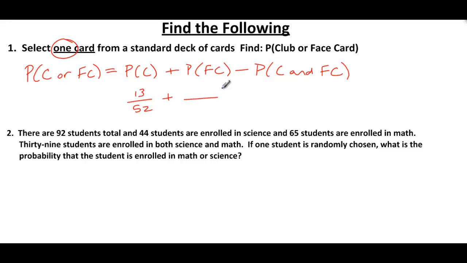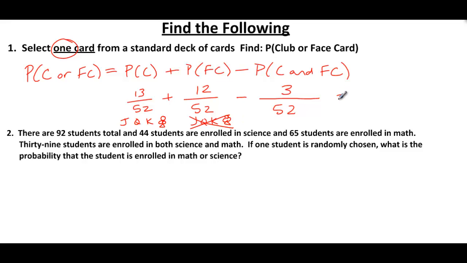The probability that it's a face card, well, remember there are 12 face cards: Jack, Queen, and King of the hearts, clubs, spades, and diamonds. But if you notice, in the club category I counted the Jack, the Queen, and the King of clubs, and in the face card category, I also counted the Jack, Queen, and King of clubs. So I counted those 3 cards twice. That's why we have to subtract any card that's a club and a face card. That would be the Jack, Queen, and King of clubs, which is 3 out of 52. And I only subtract it once, because if I subtract it once, I take it away from one of these categories.